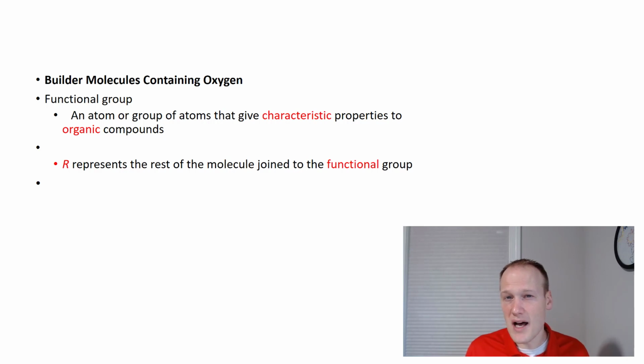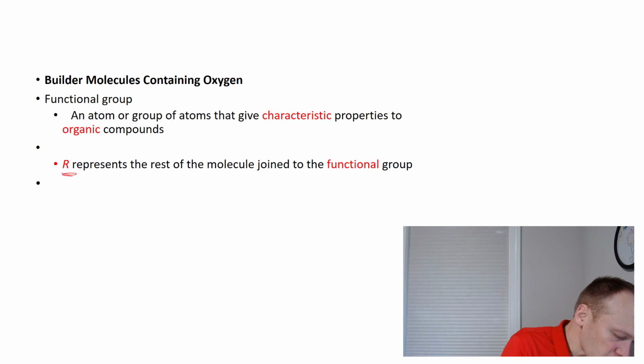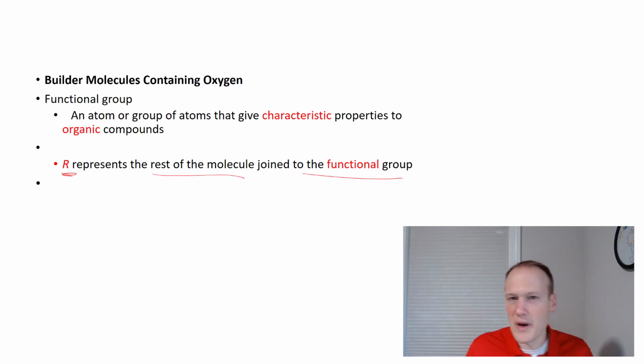When we show this polymer with the functional group attached, we'll use the term R to represent the rest of the molecule and then show the functional group attached to R, which is however many carbons are in that chain or in that backbone of the polymer. Let's go ahead and get started with some of these types of polymers.